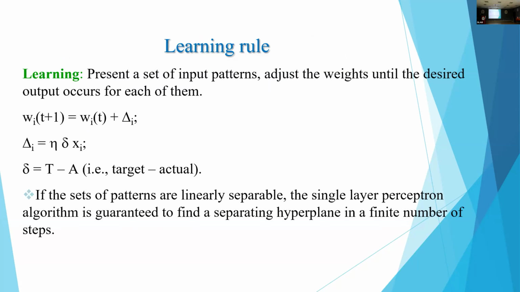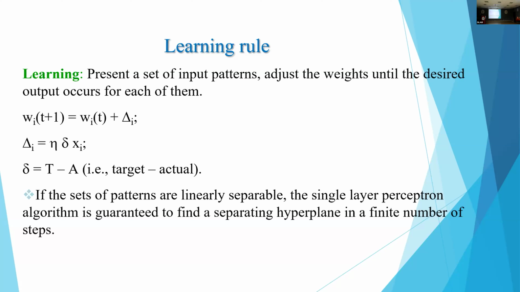Present a set of input patterns, adjust the weights until the desired output occurs for each of them. I will show one pattern and try to find out whether my line is giving me the correct classification or not. If yes, then I will feed the next pattern. If no, then what will I do? I have to change the weight values. So these are the rules.